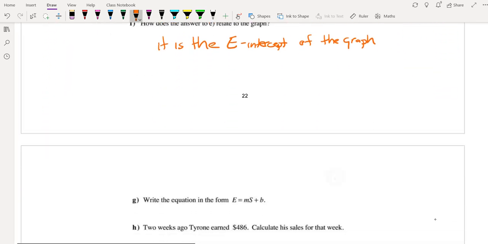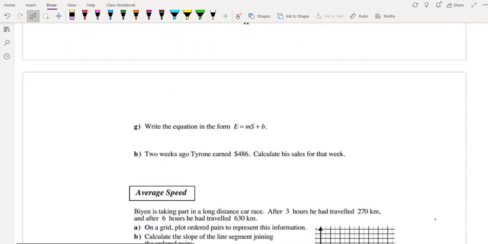This question continues on. So write the equation of the line. So his earnings is equal to our slope, which is 0.08, times his sales plus his base salary of 340. Okay. In H, it says 2 weeks ago, Tyrone earned $486. What were his sales for that week? So you simply need to apply this equation. So pause the video and apply this equation and find out his sales for that week.